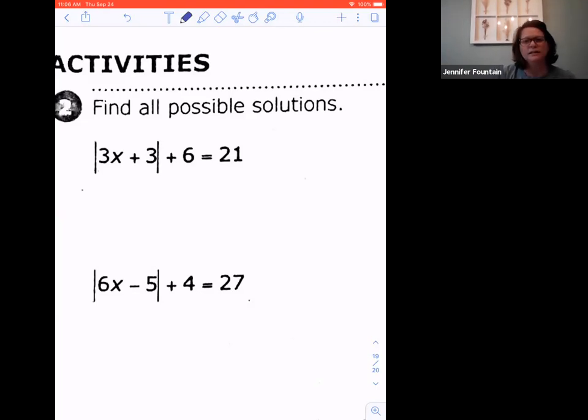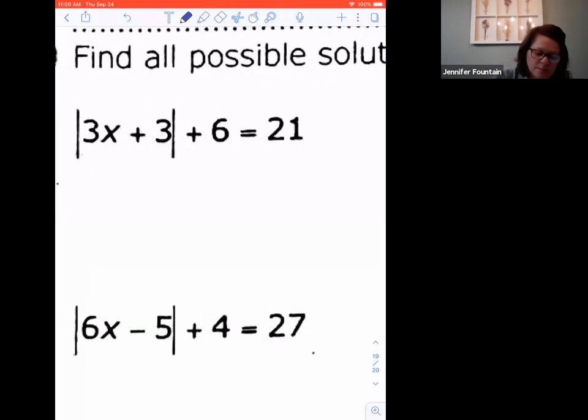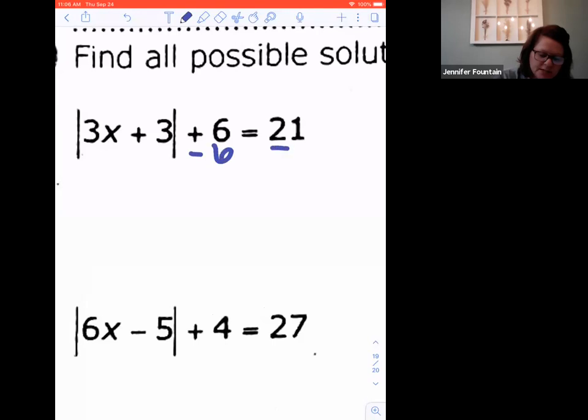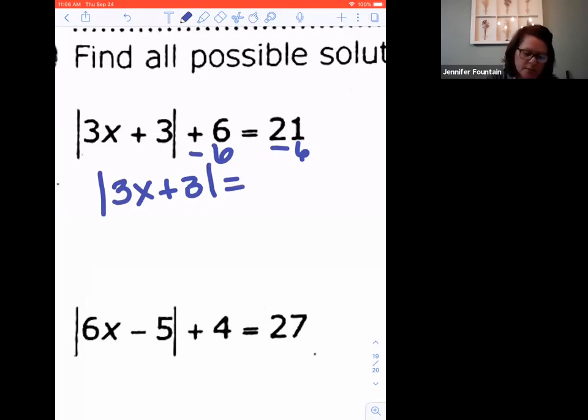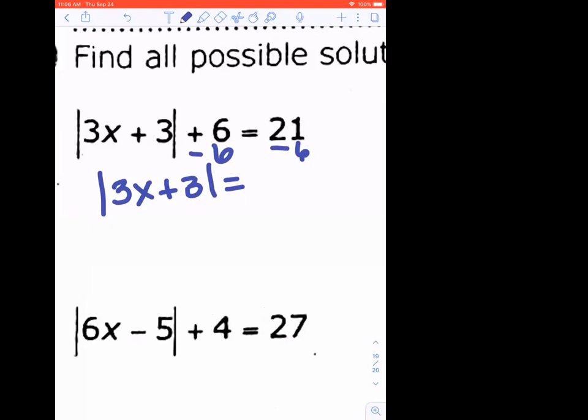Okay, y'all about ready to look at these? Look at this one. Okay, step 1, isolate my absolute value. So that means I'm going to subtract 6 from each side. Absolute value of 3x plus 3 is equal to 21 minus 6, which is, what is 21 minus 6? I've lost my train of thought. What is that? 15.